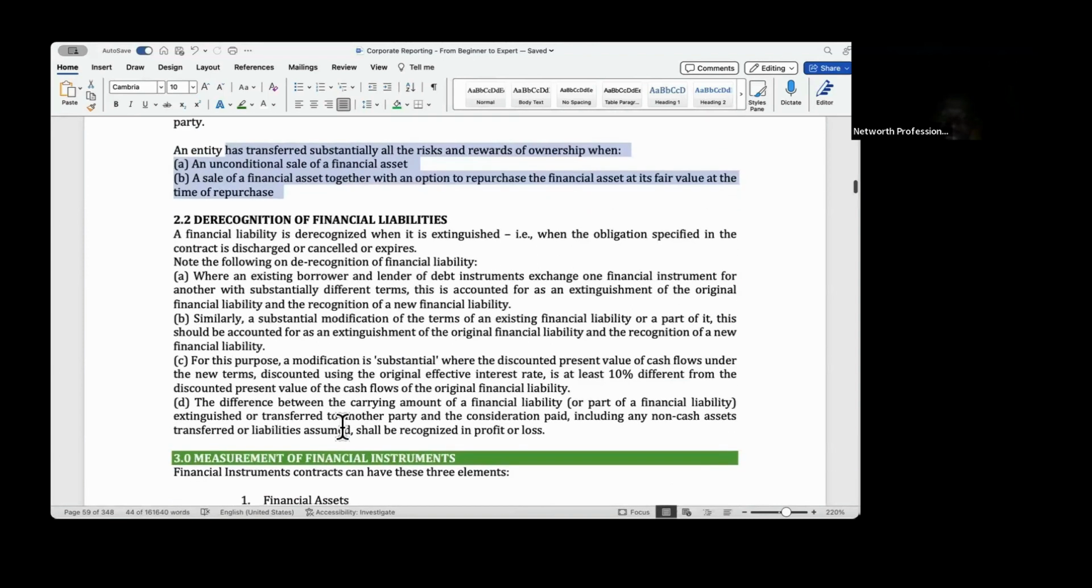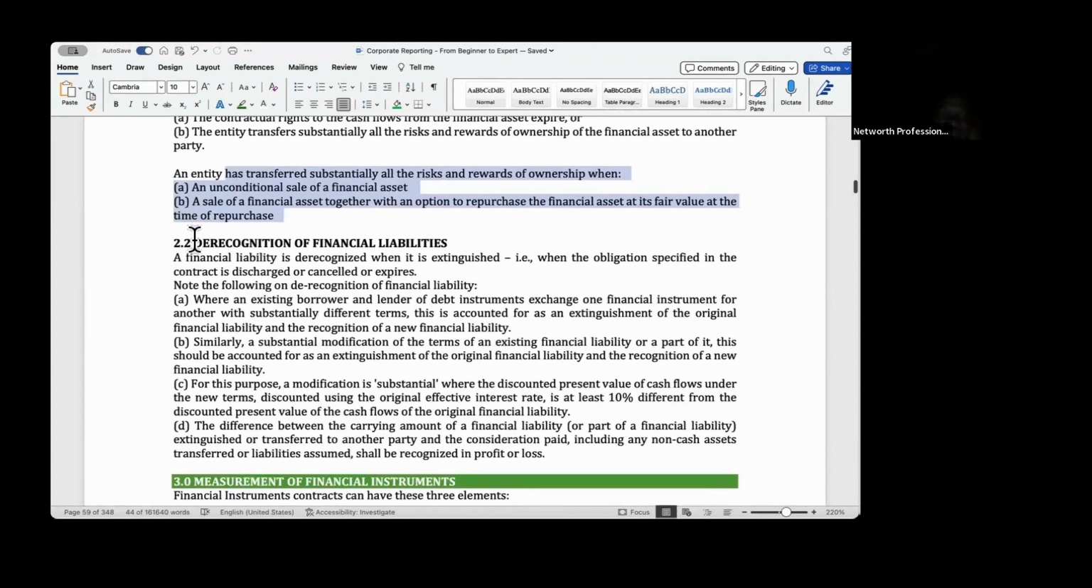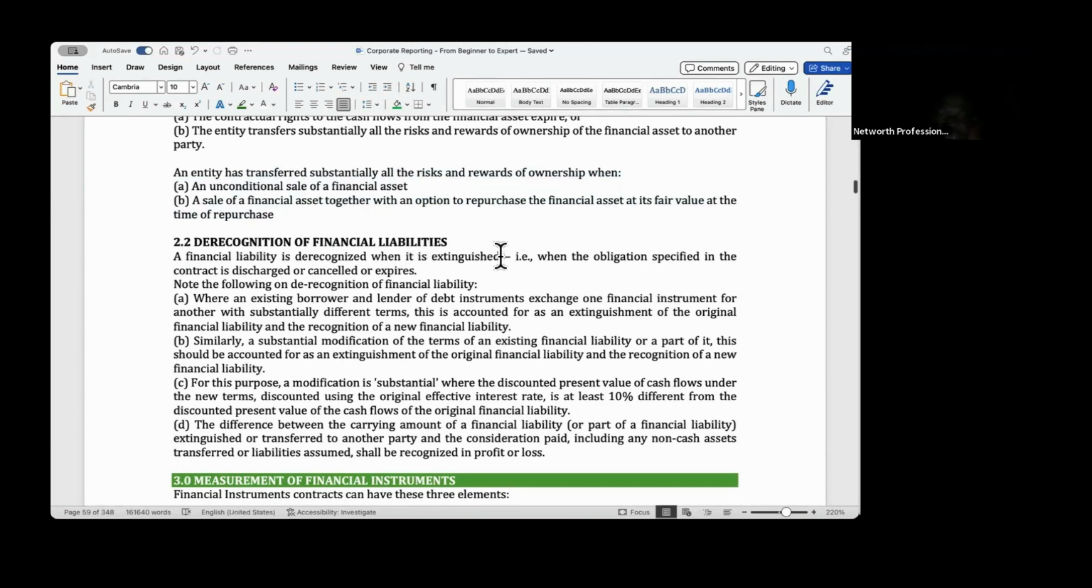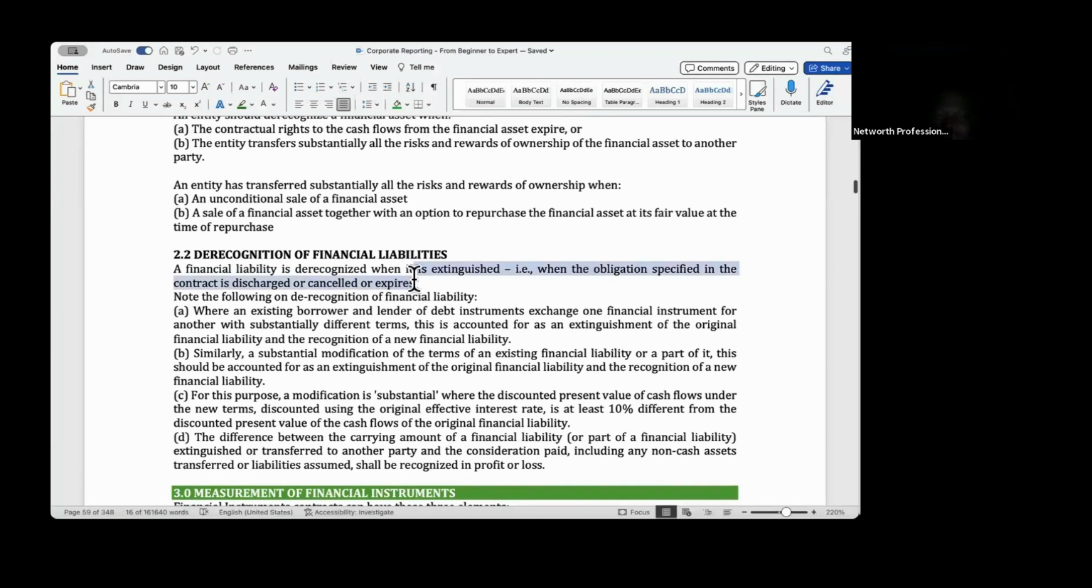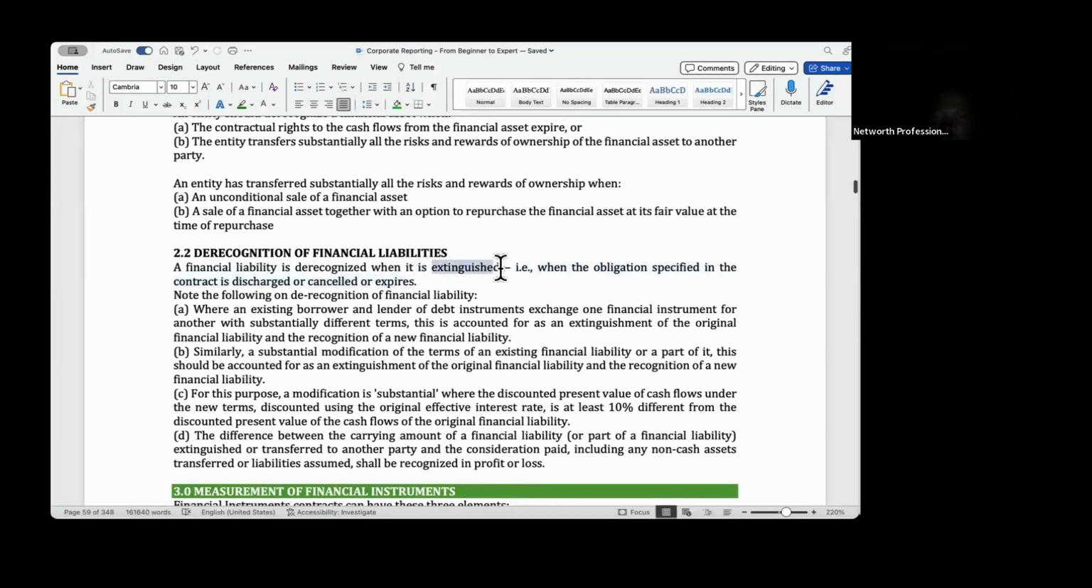Now, the next one is the derecognition of a financial liability. So a financial liability can be derecognized when it is extinguished. And what we mean by that is either when the obligation is discharged, when we say discharged, I mean settled, or either when it is cancelled, or it expires, or maybe transferred. That's what we mean by extinguished.